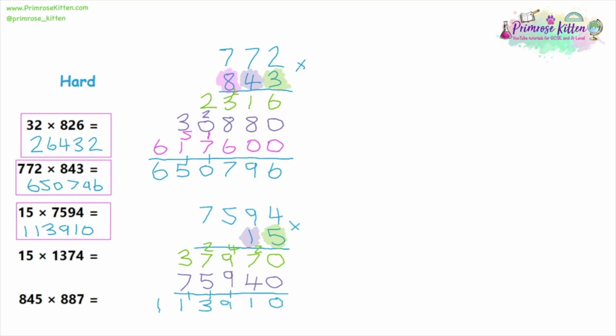Our next question is 1,374 multiplied by 15. And like I did before, I am writing the largest number on top as that will save us a bit of space with our calculations later on. There are going to be two steps with this, multiplying by the units first, and then multiplying by the tens.